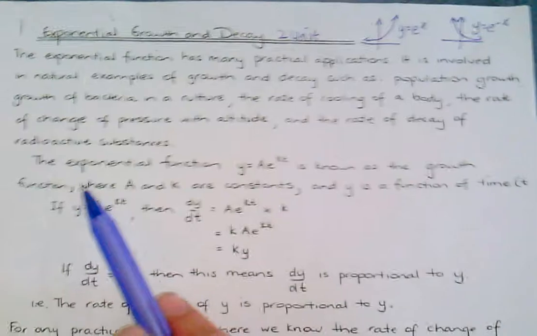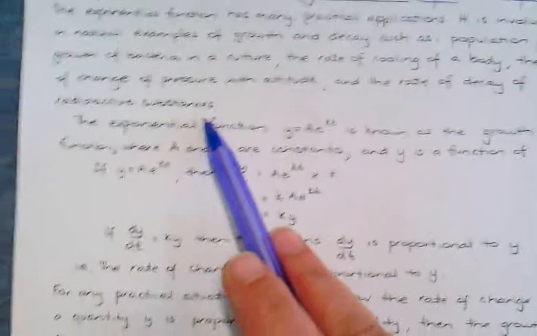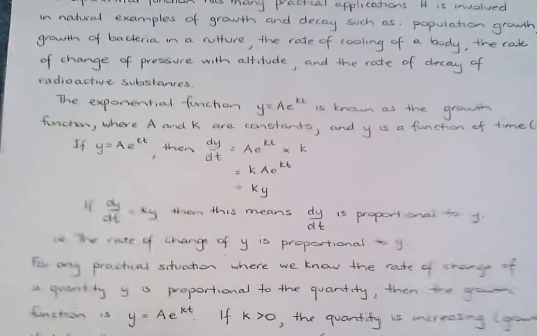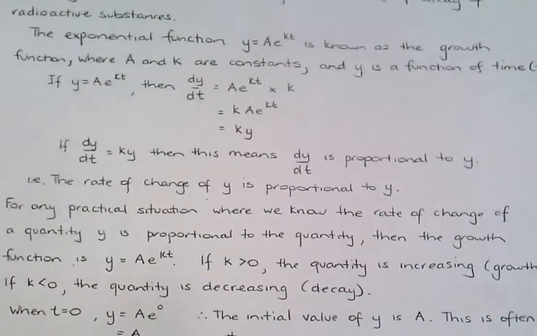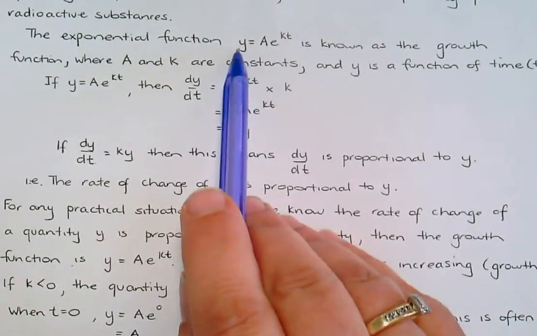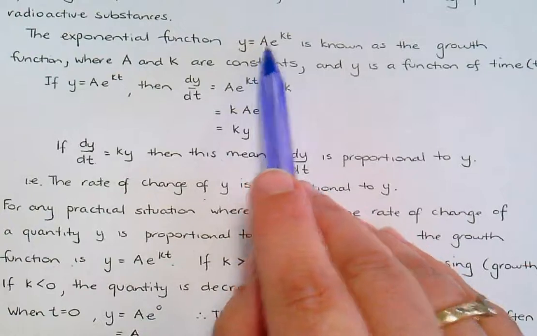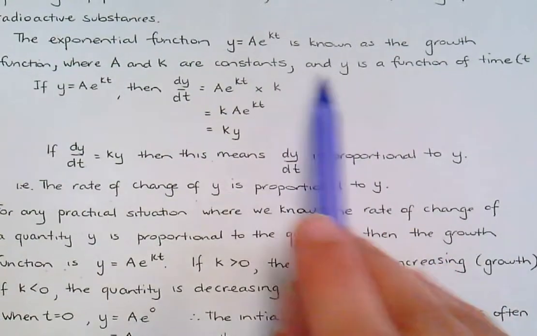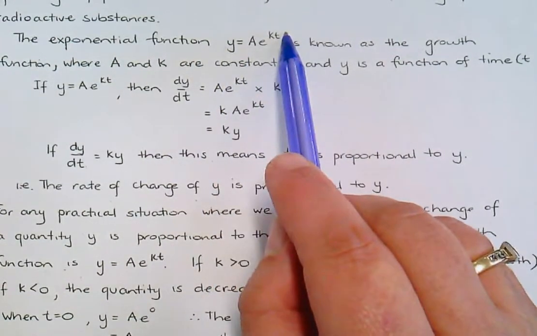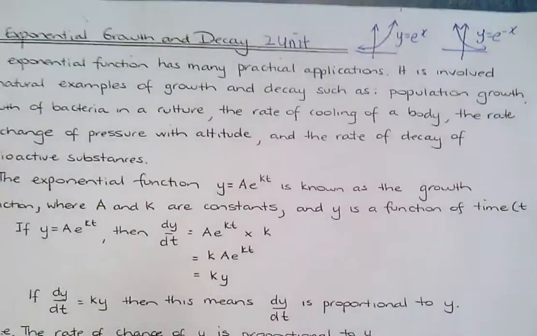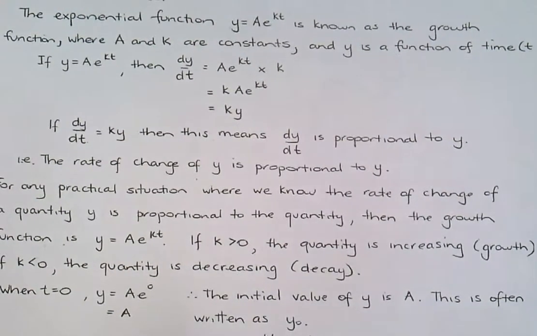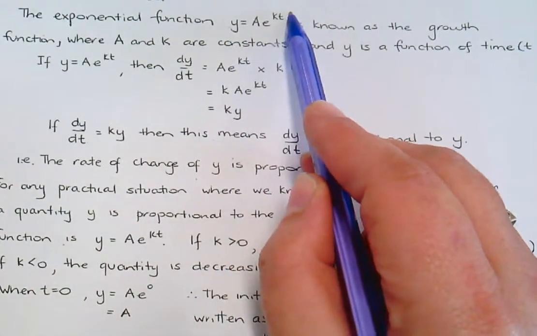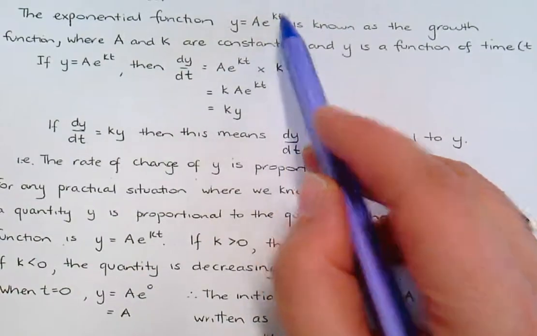that type of graph. So instead of just having y equals e to the x, our exponential function here is going to be y equals Ae to the kt. And that's known as the growth function. So it's always this format, y equals capital A e to the power of kt, where A and k are constants and y is a function of t. In the normal y equals e to the x, y is a function of x. With the exponential functions that we're looking at, y is a function of t. So basically the x is replaced with the kt.